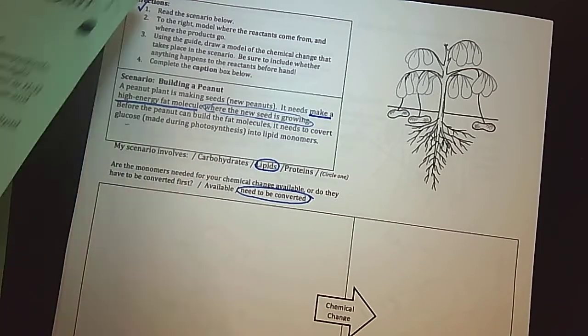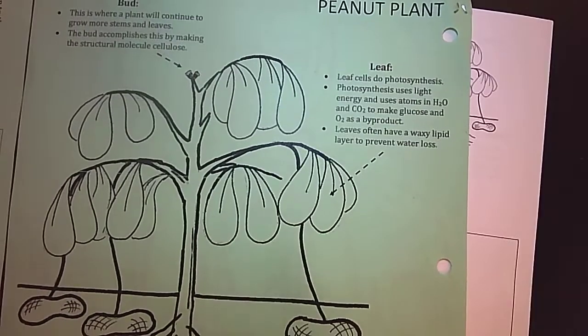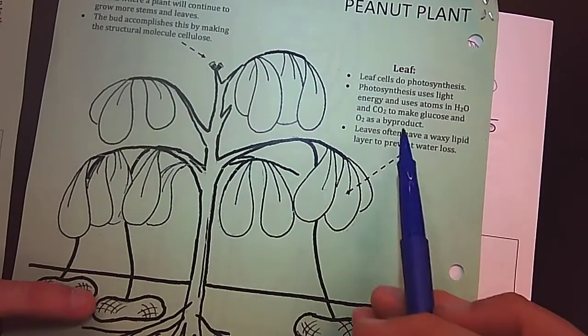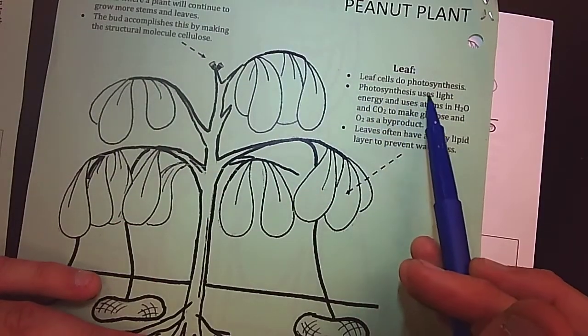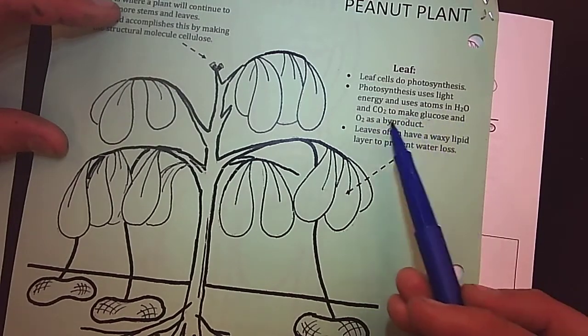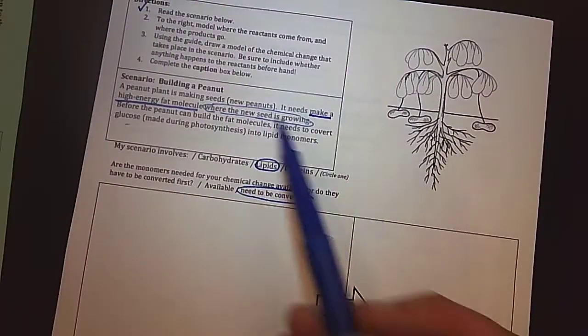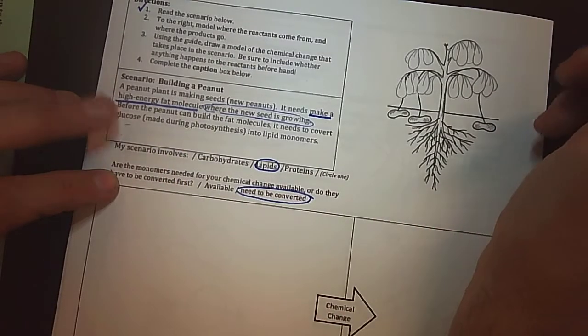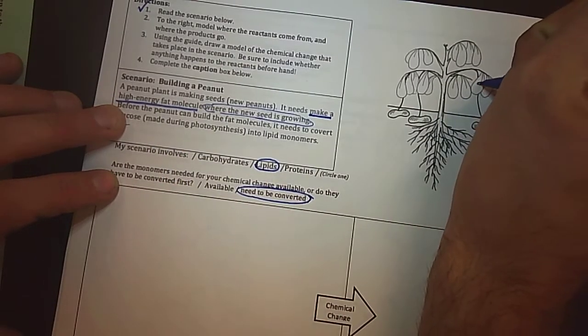But what we could do is use the guide, and let's just say we didn't know what part does photosynthesis. We could read through, and it says photosynthesis uses light energy, atoms, water, and CO2 to make glucose, and O2 is a product. So I know that if the plant's making glucose, that's kind of my starting ingredient for my scenario, it's going to do it in the leaf.